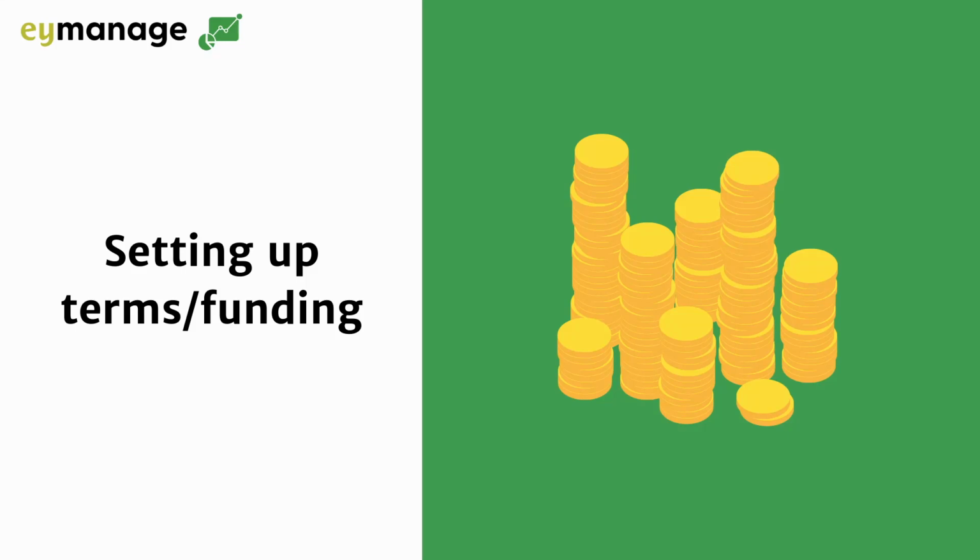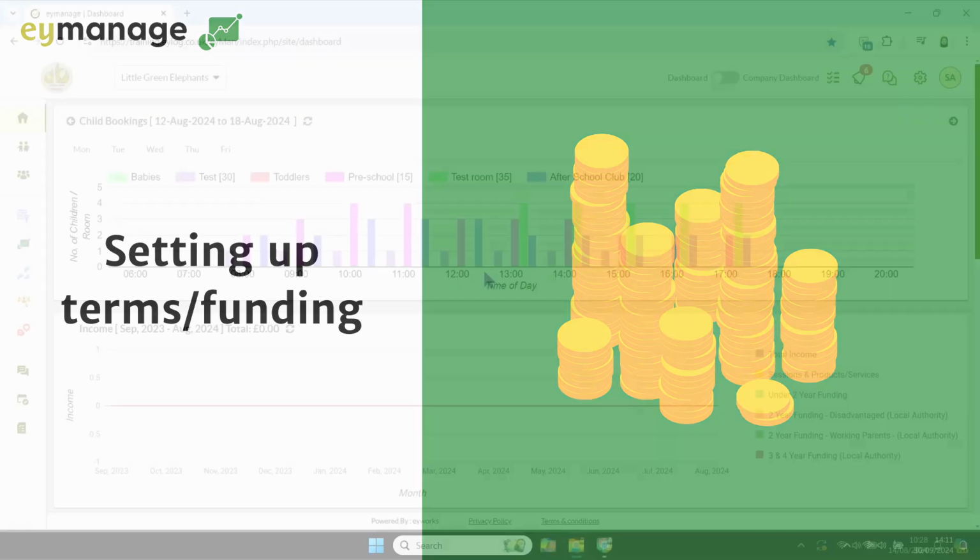On eymanage, funding for children is linked to the term type they're assigned. A child can have multiple terms per year, and funding can only be applied within term dates. You can change how funding functions on a nursery-wide or individual child basis by customizing funding settings.